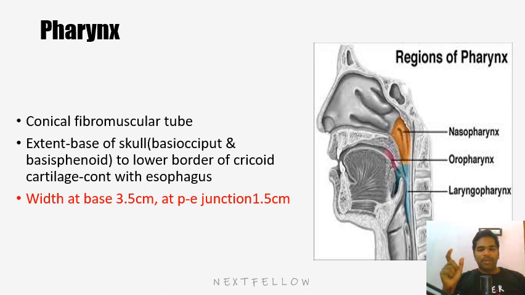So the narrowest part of the body is the cricopharynx. The other narrowest part is your ileocecal junction. So if it passes through these two, it will definitely come out.